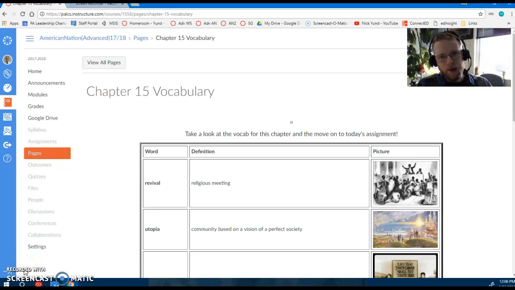Hey kids, I'm back with our Chapter 15 vocabulary. Let's take a look and then we'll move on to today's vocabulary assignment.